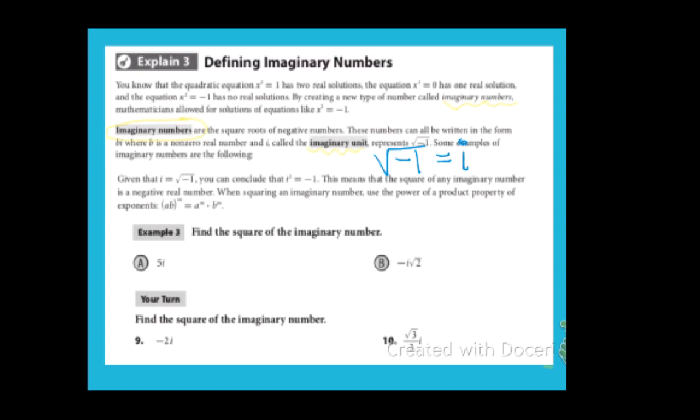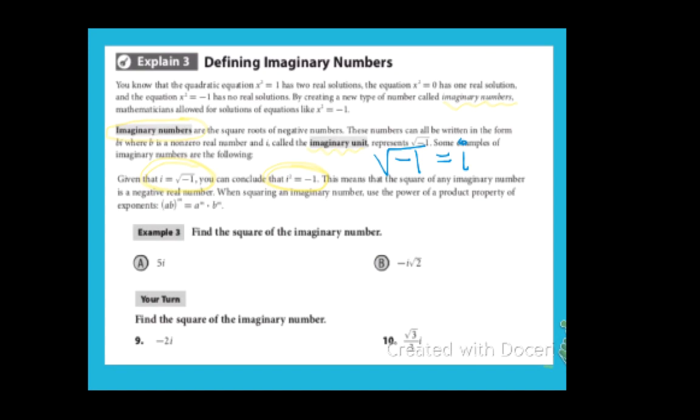Given that i is equal to the square root of negative 1, you could also then conclude that if you squared both sides, i squared would equal negative 1. So that's also a really important fact to remember, that i squared equals negative 1, and that the square root of negative 1 is equal to i. So this means that the square root of any imaginary number is a negative real number.